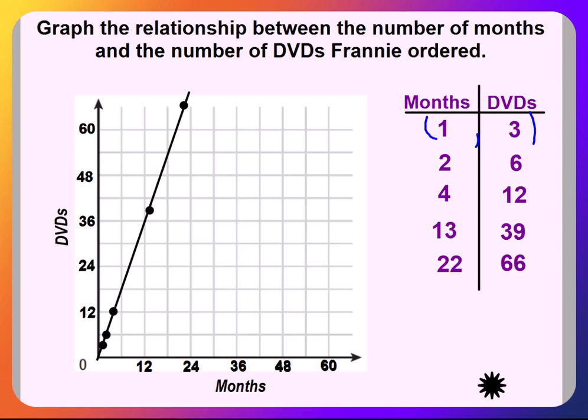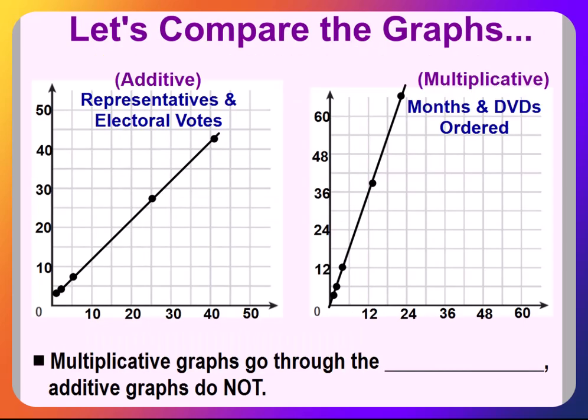Now, what's really important is to compare these graphs. What differences do you notice about the graphs? Well, some of you might say that the line over here in the graph on the right, the multiplicative graph, is steeper. That's true. Okay. Some of you might say, oh, well, the numbers on their graphs, like the numbers on the x-axis, are different, or the numbers on the y-axis are different.